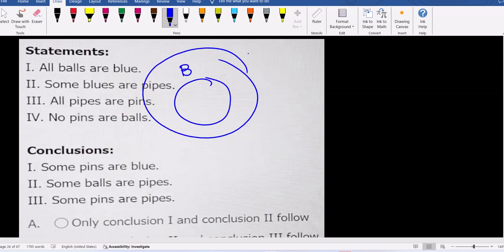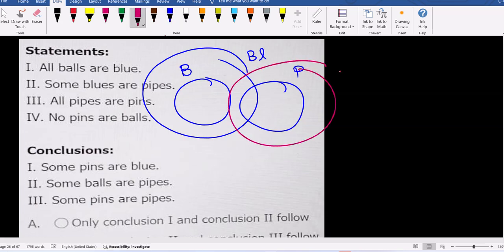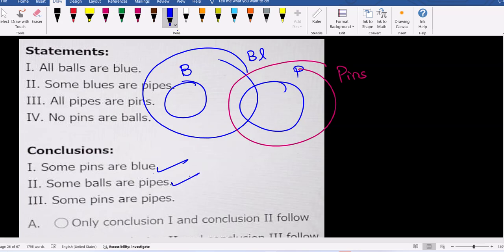All balls are blue. Some blue are pipes. All pipes are pins. No pins are balls. Pin and ball are not connected, so I have to draw this without connecting that. Okay. Now, some pins are blue, obviously. Some balls are pipes. Yes. Some pins are pipes. So I got all three follow here. Wait, so some blues are pins for sure. First one definitely will be correct.